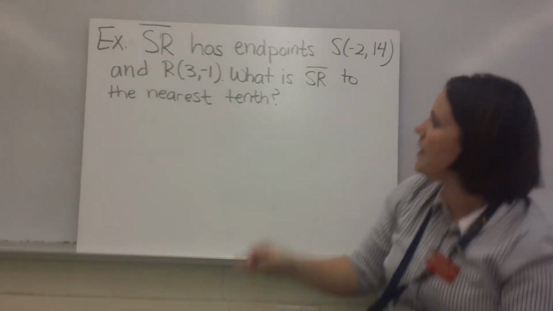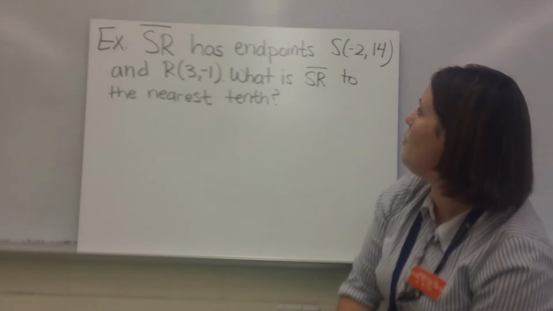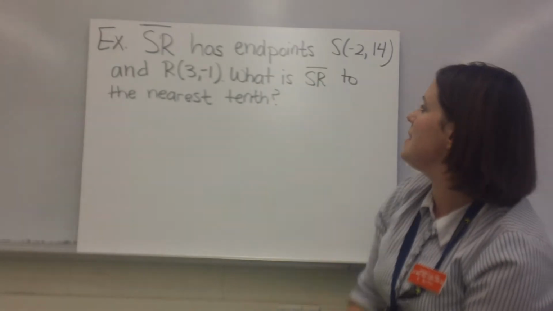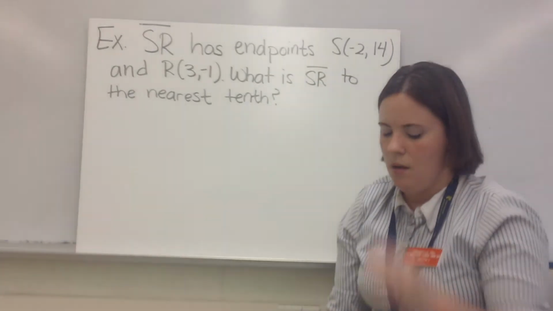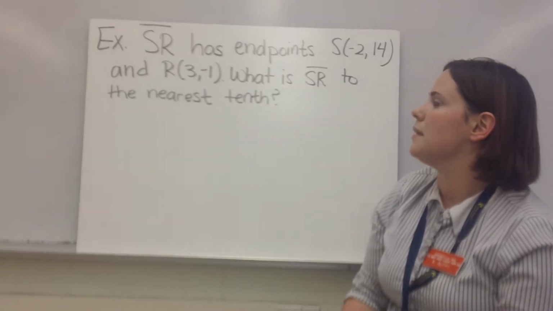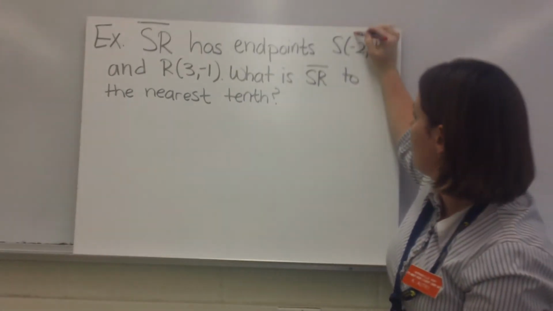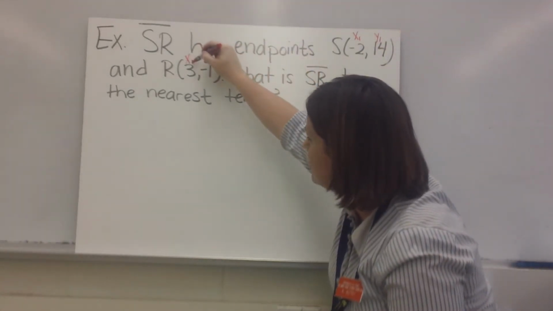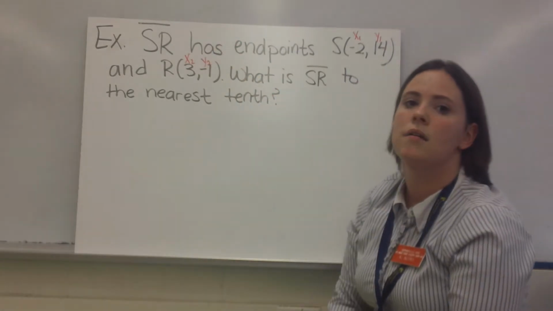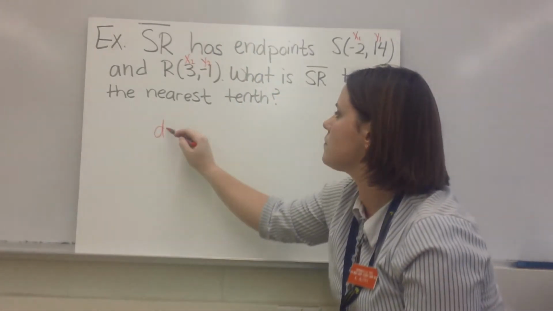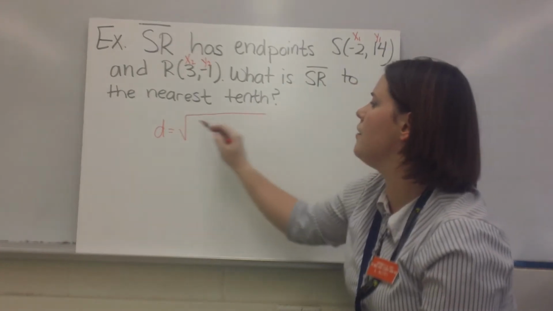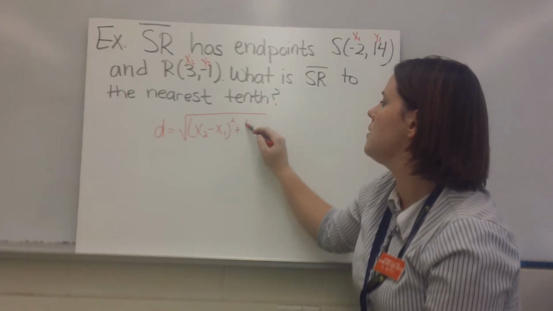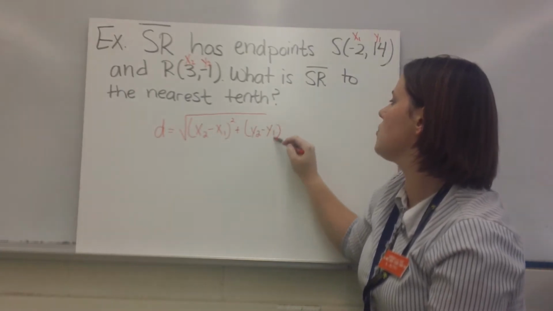Alright, so what I have here is I want to find SR. It has endpoints where S is (-2, 14) and R is (3, -1). What we want to do is find the distance of SR to the nearest tenth. What I suggest is to label your coordinates. So this is my first x, this is my first y, this is my second x, this is my second y. So when I'm using the distance formula, I'm going to use d equals the square root of x sub 2 minus x sub 1 squared plus y sub 2 minus y sub 1 squared.